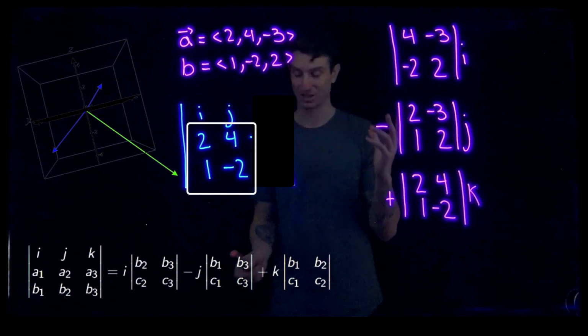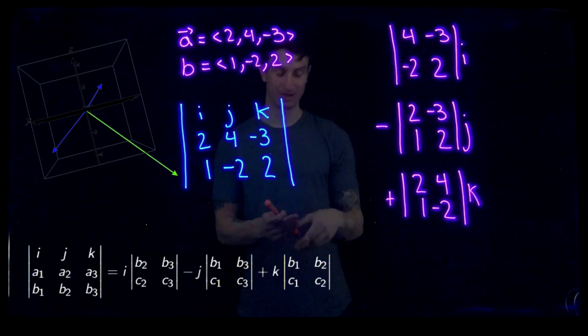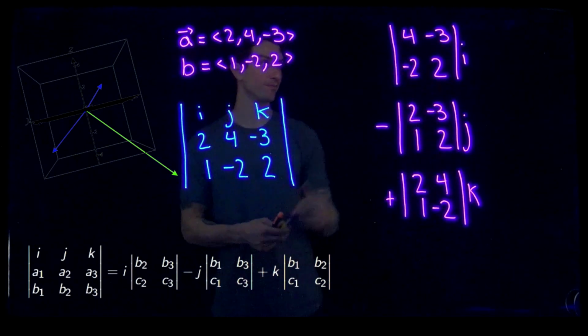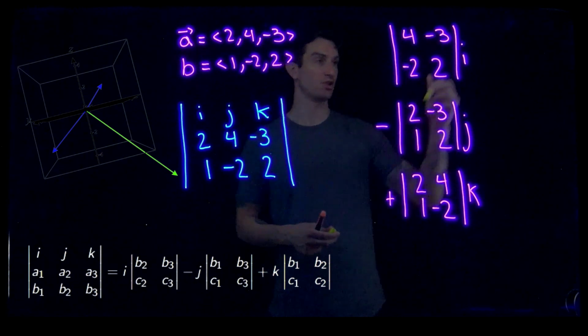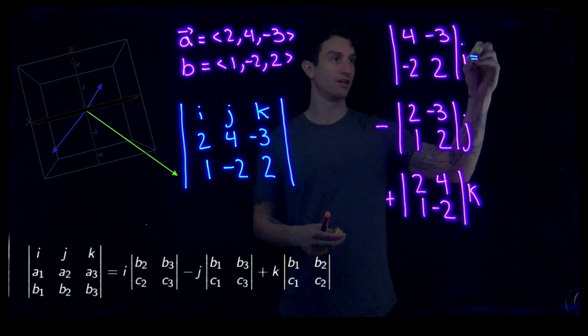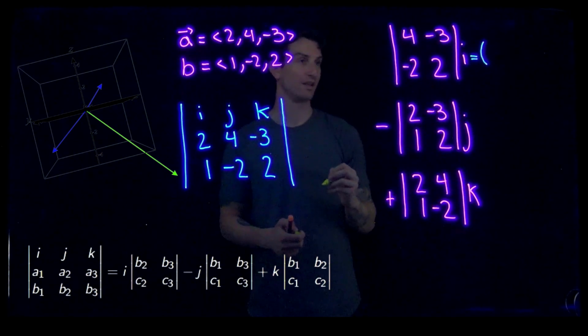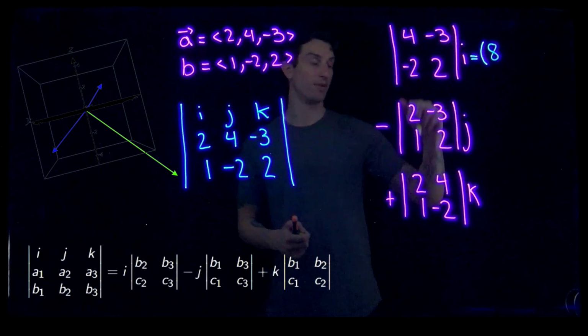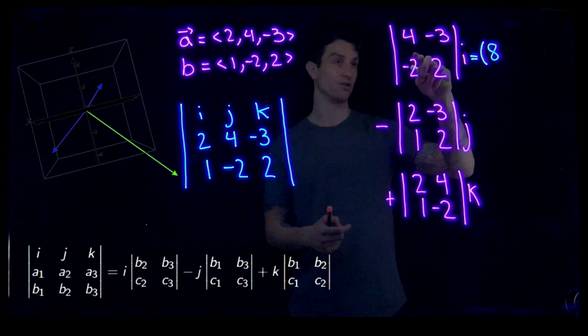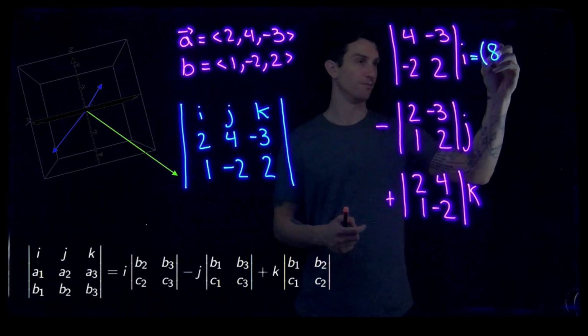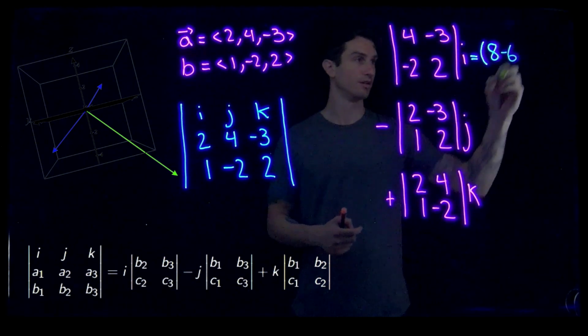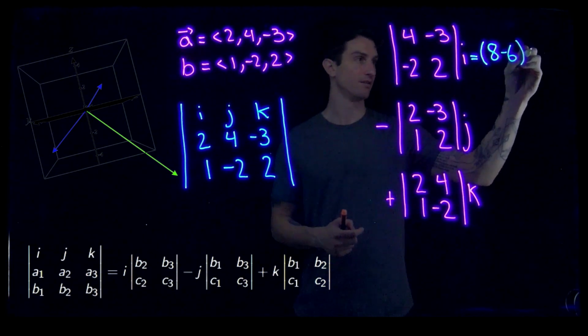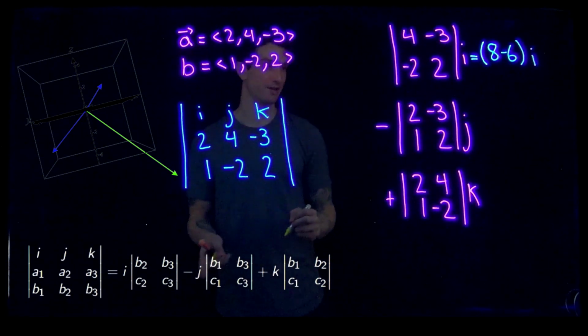Again, the faster we are with solving 2 by 2 determinants, the easier this will become. So what do we have? 4 times 2, right? Looking at the diagonal, this is 4 times 2, 8, minus a positive 6, right? So minus a positive 6, there we go. And I'll just put I here, and we'll simplify it over here.